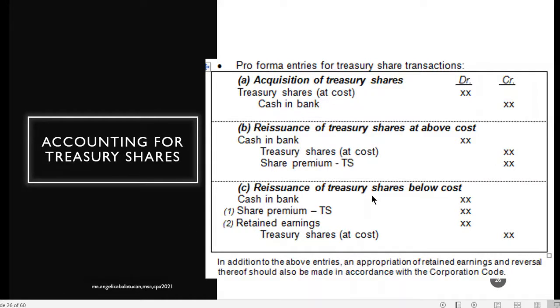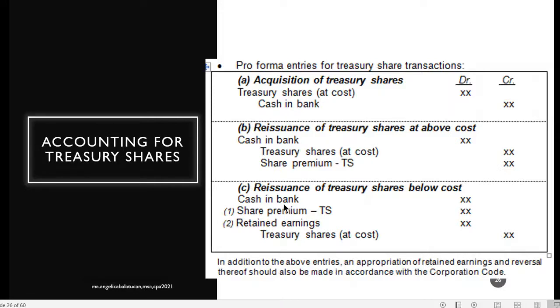What if we reissue the treasury share at below cost? Pwede di ma'am nga below cost kato laging ganiha kay ang par value kay magbaligya ta kay dapat dili below par value. So lahi man to siya kay par value man to siya. Ang treasury share kay cost method man ang gigamit. So whenever we buy the shares we issued, so it will be recorded at cost. So pwede siyang mabaligya, ma-reissue ang treasury shares below cost.